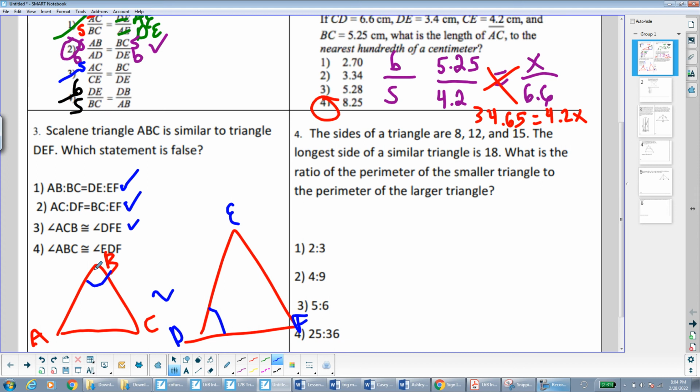And finally, angle ABC is congruent to angle EDF. Now, this is the false one. These angles are not in the same spots on the two triangles. They're not corresponding angles, so I don't know that they're congruent. So that's the statement that is false.